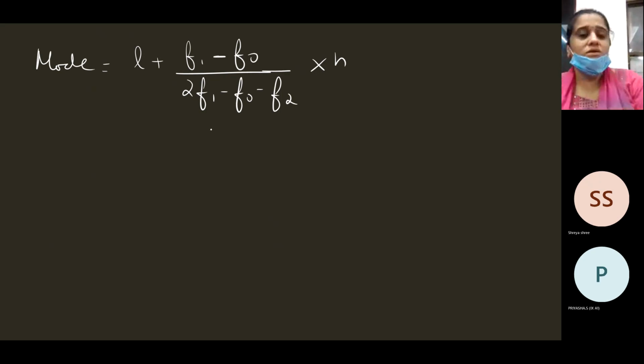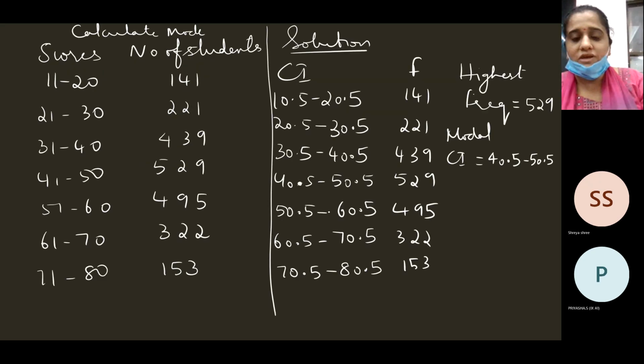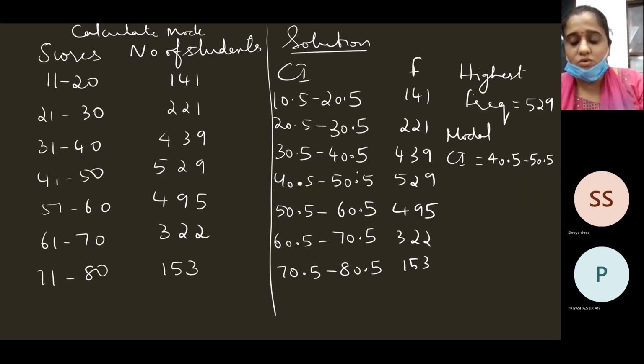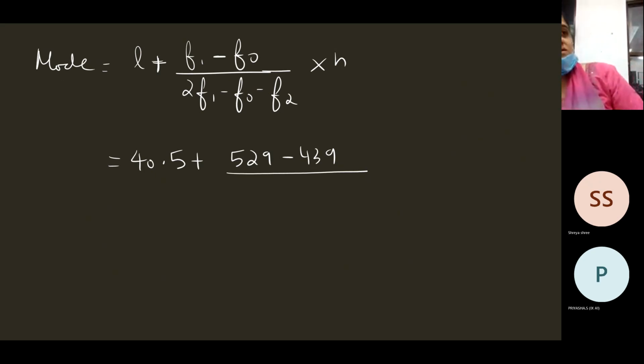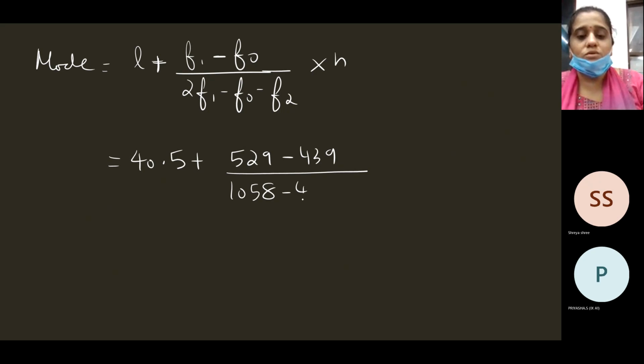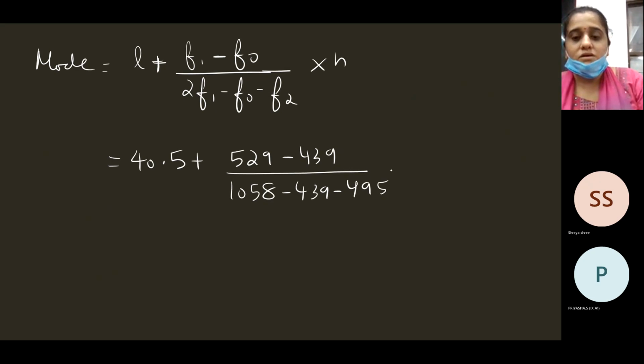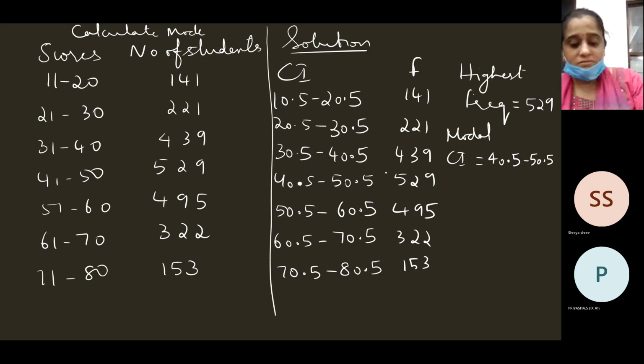So L is 40.5 plus F1, frequency of the modal class interval, 529. Correct? Minus F0, preceding, 439, by 2F1. 2F1 is 2 into 529. How much is that? Minus F0 minus F2, 495, into H, 10.